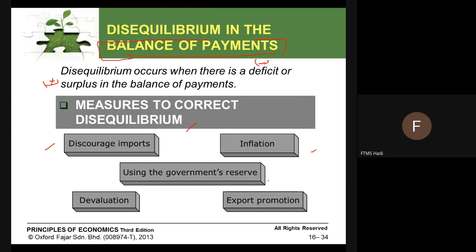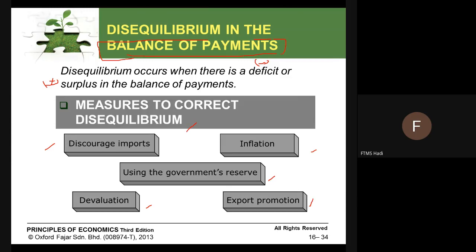The third one is using the government reserve, referring back to the reserve account. It is for emergencies if anything happens to the current account and capital account of the country. Devaluation means that if the price is too high, try to lower it, that means try to reduce the price.